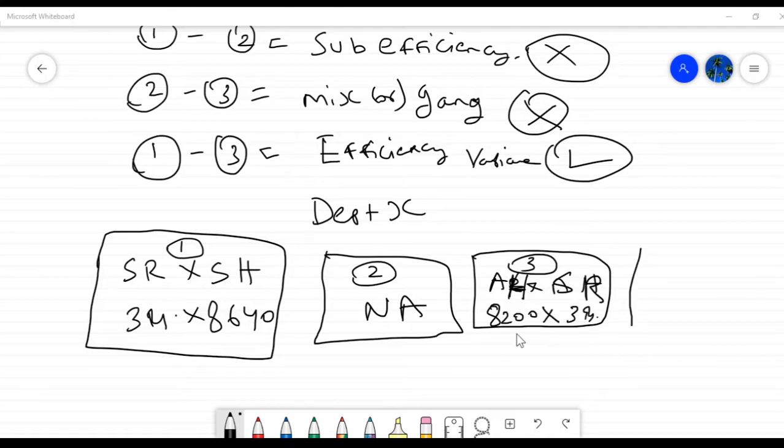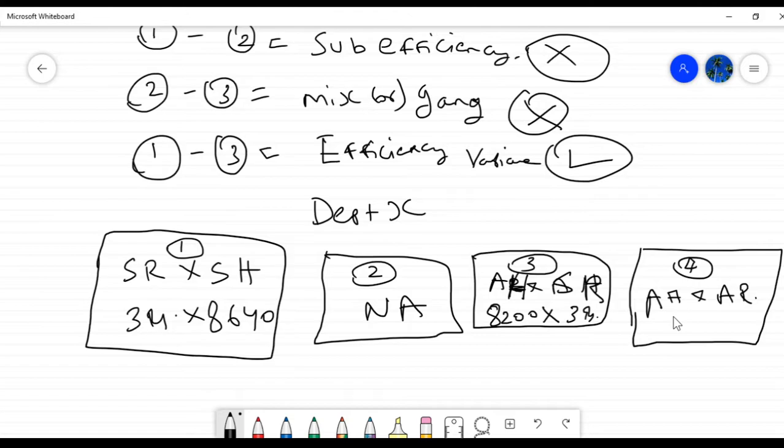Then what about the fourth one? Actual hours into actual rate. How much will come? It will give you the actual wages. Actual wages is given in the question directly: direct wages, gross wages, 28,080 rupees. So we can write that actual hours into actual rate equals 28,080 rupees.